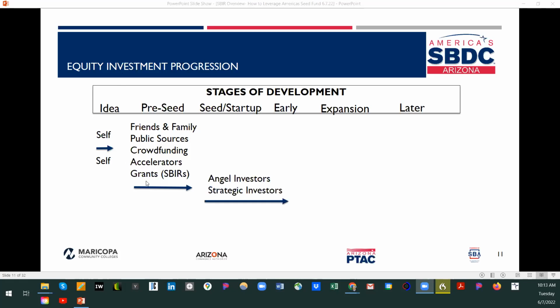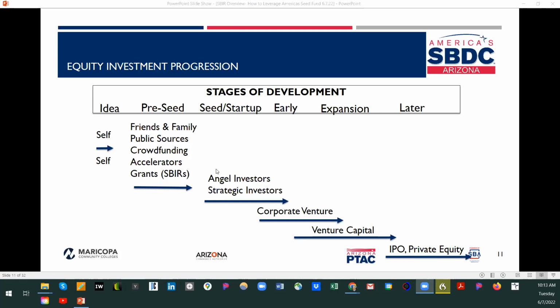After you've gotten through yourself and these other sources and you've got some traction, you could start to talk to an angel investor. That's when they'll talk to you. Having an SBIR is a good thing for you. After angel or strategic investors, you can maybe talk to corporate venture, then venture capital, and then maybe IPO or private equity. But as you get down the line, corporate venture capital is looking at big investments. They can't justify anything less than 5 million, and they're looking at chunks of 10, 20, 30, 40, 50 million dollars. And you've got to need it, right? So that's kind of the way things go.